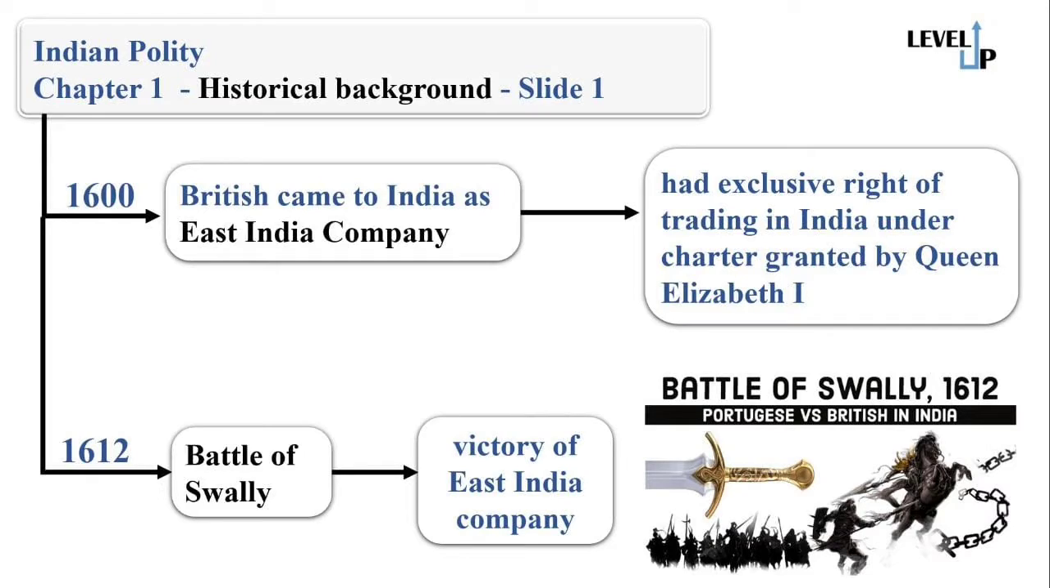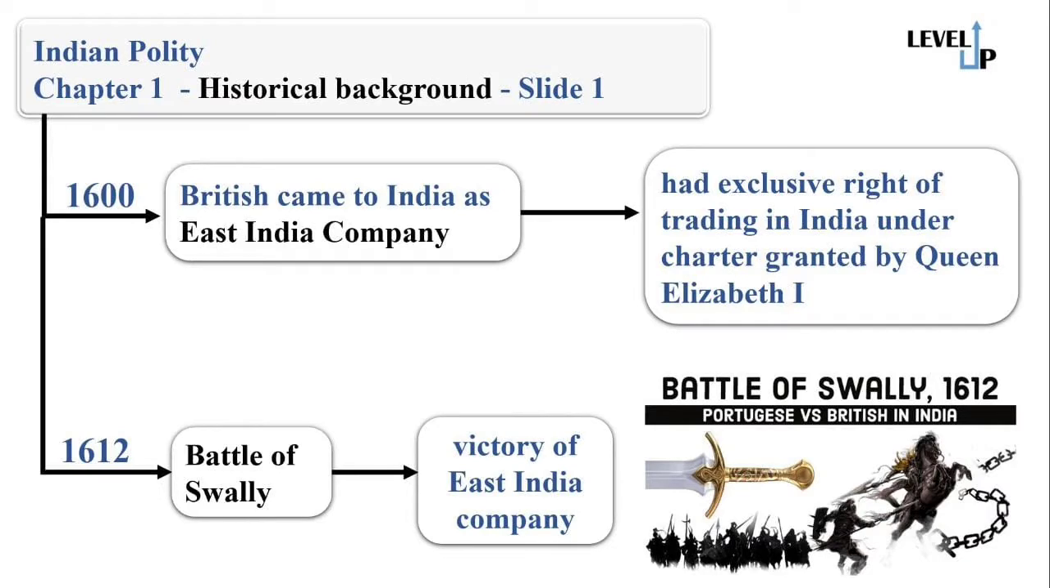In 1599, some prominent London merchants petitioned the Queen to get incorporated into a company for carrying on trade with the Indies. After a year, on 31st December 1600, the East India Company finally came into existence. After procuring a royal charter from the Queen, the company had exclusive right of trading under this charter.